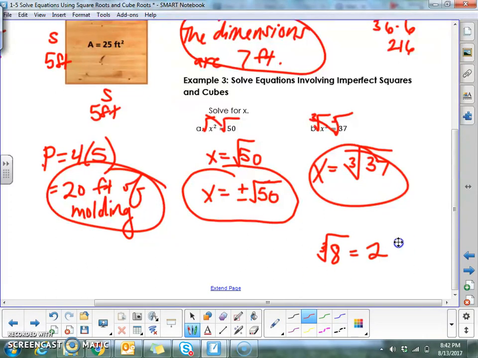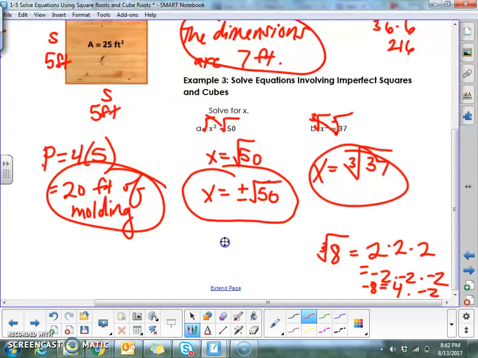If I tried to do 2 times 2 times 2 is 8. If I tried to do negative 2 times negative 2 times negative 2, so if I used a negative answer, it's actually going to give me a negative 8, because a negative 2 times a negative 2 is a positive 4, and a positive 4 times a negative 2 is going to give me a negative 8. Now that doesn't work with this. So for cube roots, you can't have a negative answer.